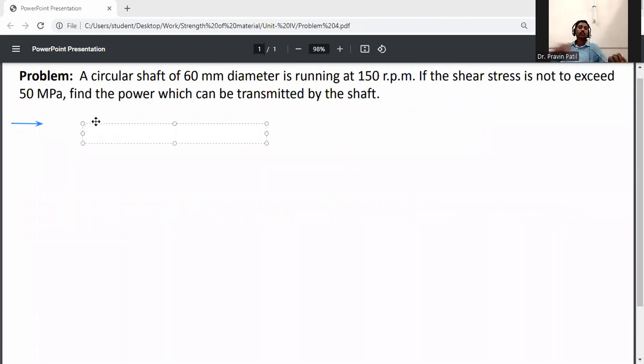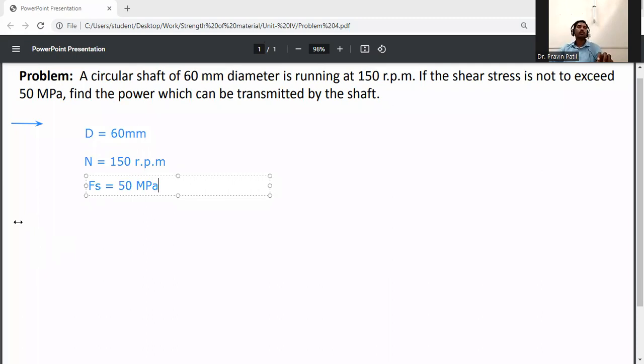The diameter of the shaft is given, D is equal to 60 mm. Then N, the number of revolutions, is given: N is equal to 150 r.p.m., which means revolutions per minute. And the shear stress is given, that is Fs is equal to 50 MPa, that is 50 Newton per mm square.